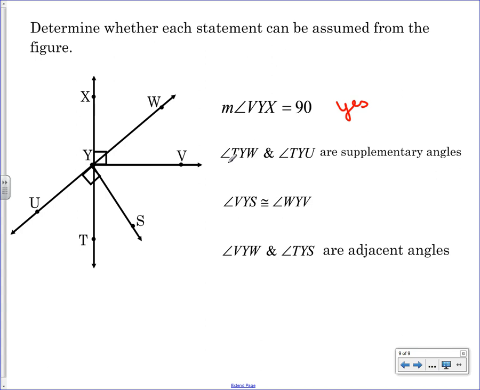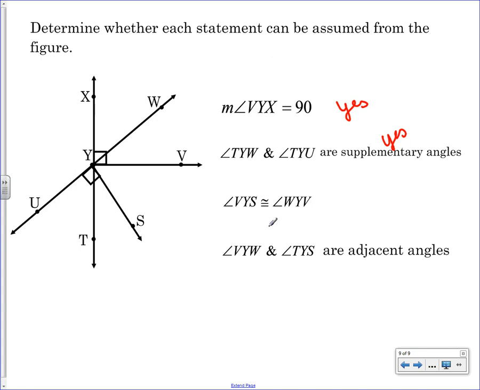That's a yes. Angles TYW and TYU are supplementary angles. So find them, right? TYW is right here. TYU is right here. Are they supplementary? Do they add up to 180? Do they make a line? Yes. Do you guys get that? If they're adjacent, supplementary means a line. They don't have to be adjacent to be supplementary, but these were adjacent and they made a line, therefore they were supplementary because they added up to 180. Does that make sense? Okay, they don't have to be touching to be supplementary. They have to be touching to be adjacent.